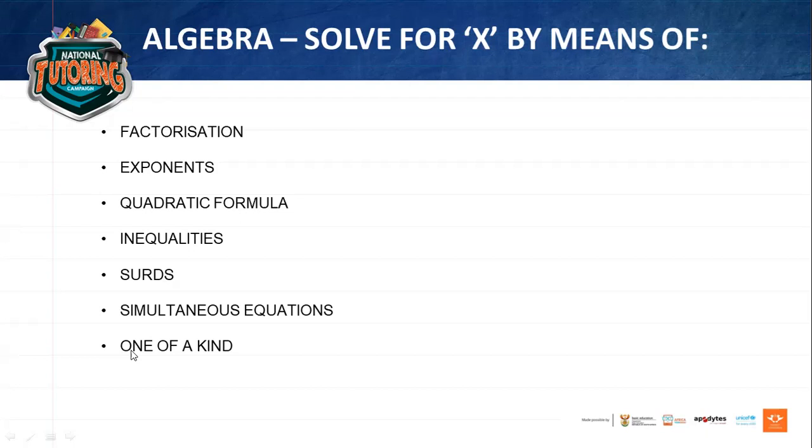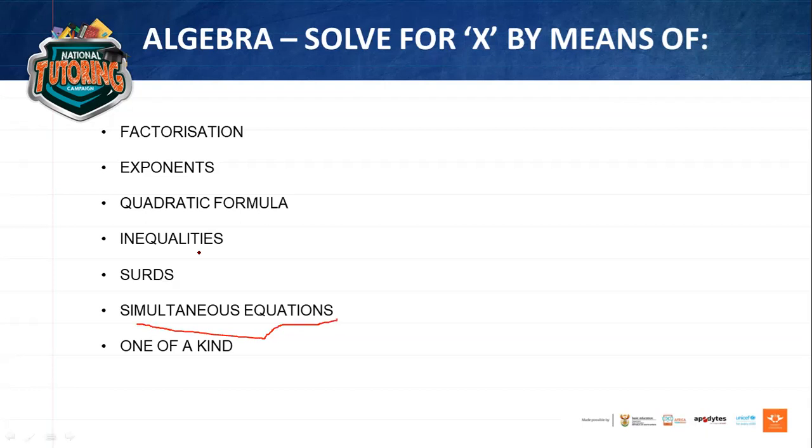And of course, there would be a question that would require us to use simultaneous equations. In this case, we will be solving for X and Y simultaneously. And remember, when we look at simultaneous equations, we are basically looking at the point of intersection.